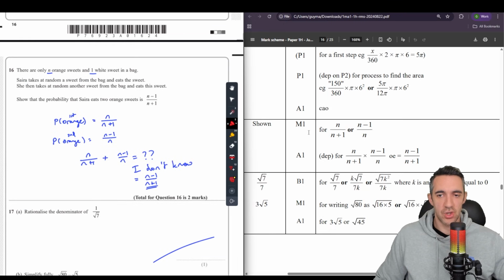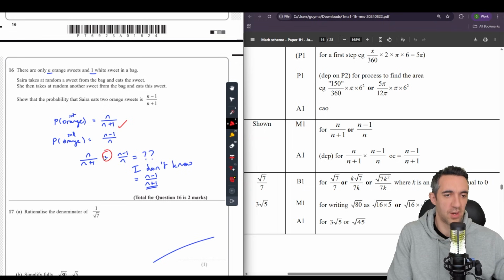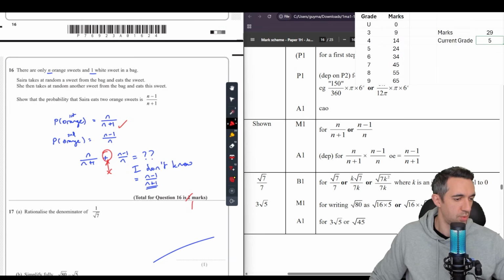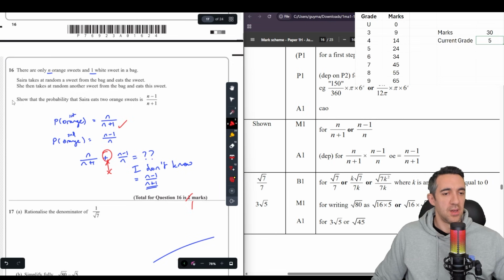16. So shown for n over n plus 1, or I only need one of these. So I got both of these. So I get 1 mark for either one of those. And then, yeah, I wrote a plus as my error. So that's what's wrong. So I just get 1 mark, which I can go and add on to my total. So what are we on to now? 30. Still grade 5. Okie doke.